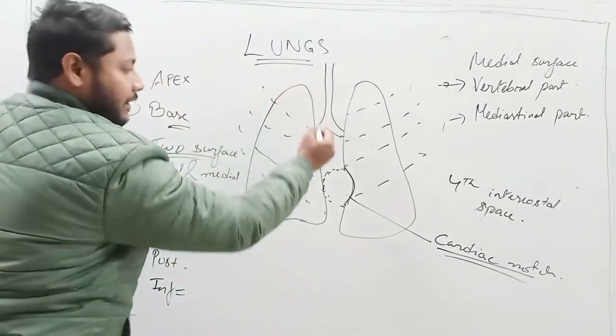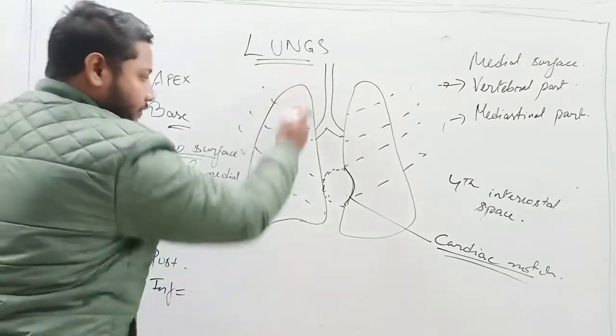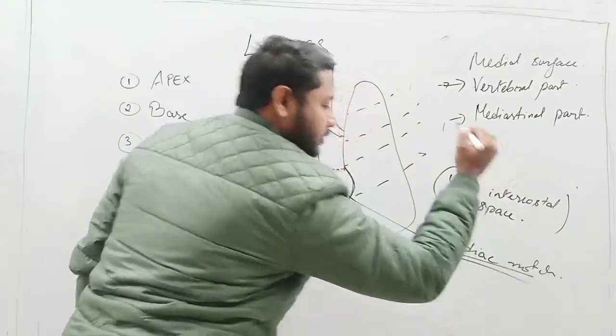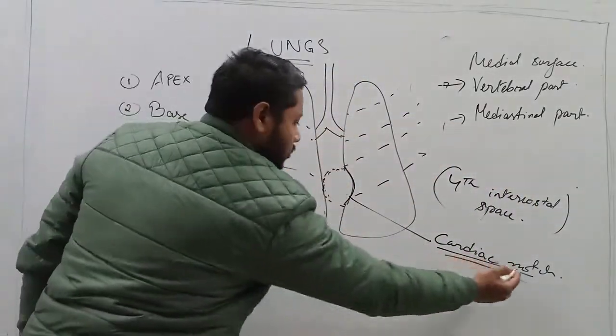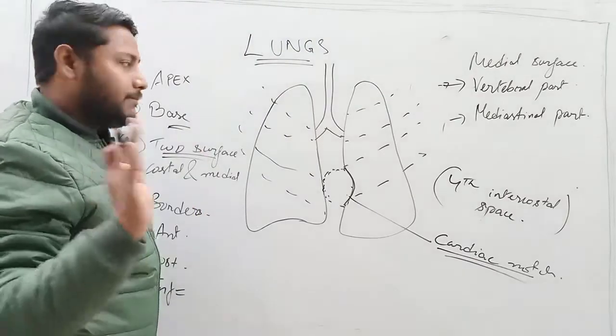So this is about the anterior border. The anterior border is short and thinner than the posterior border. It is straight. However, in the left lung, at the level of the fourth intercostal space, it is interrupted by a notch which is known as the cardiac notch. Clear? Simple?